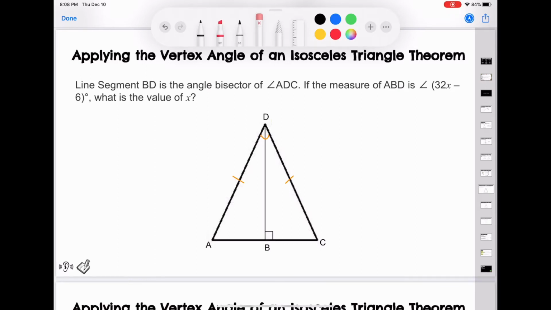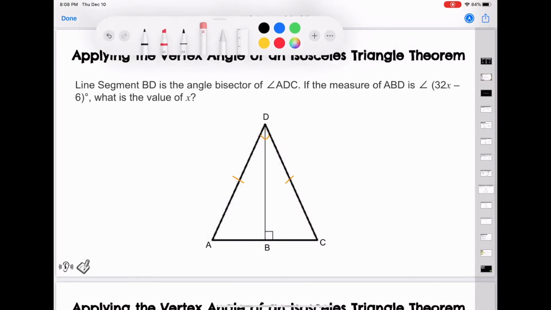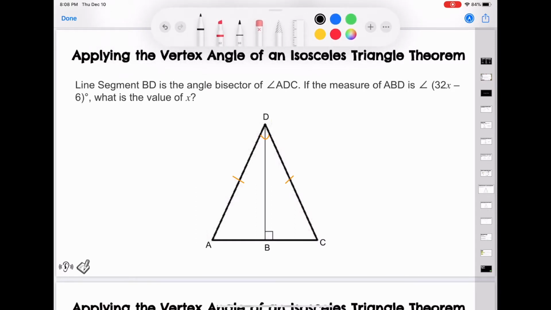If the measure of ABD is, and then we're given the equation for that, let's go ahead and plug that in. So if ABD is 32x minus 6, what is the value of x? Well, there are two ways we can go about solving this problem.